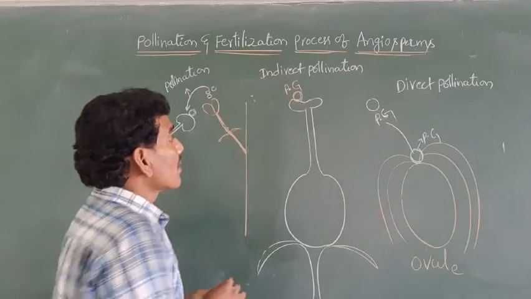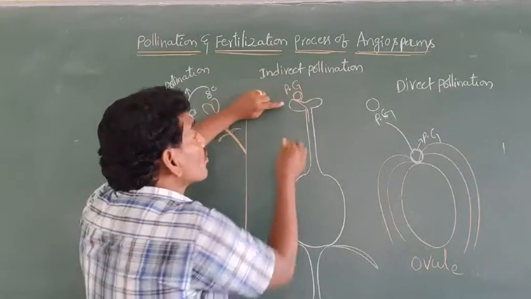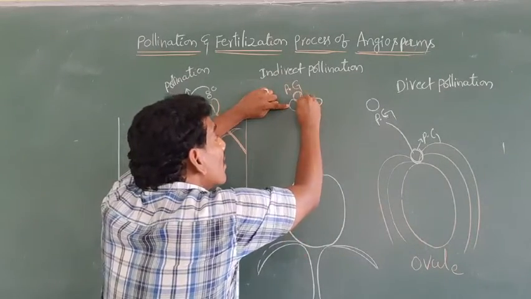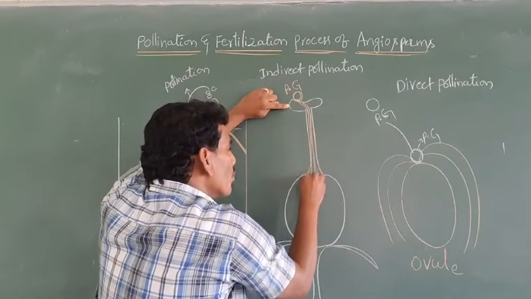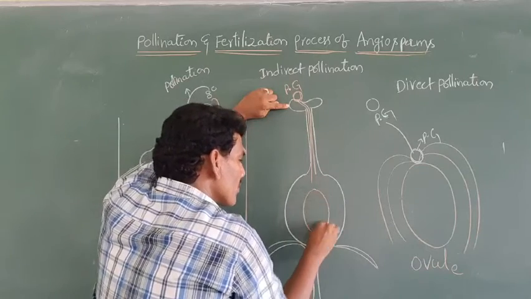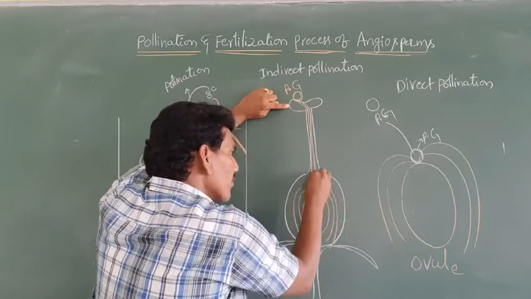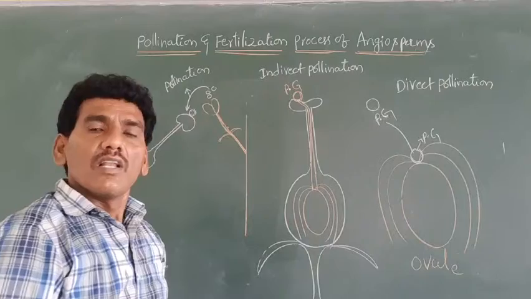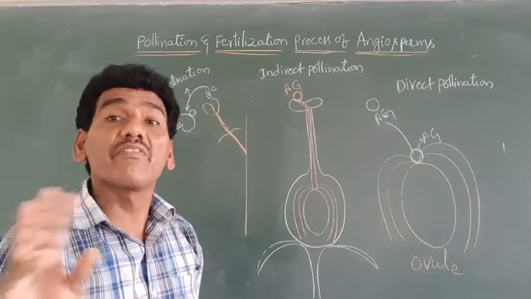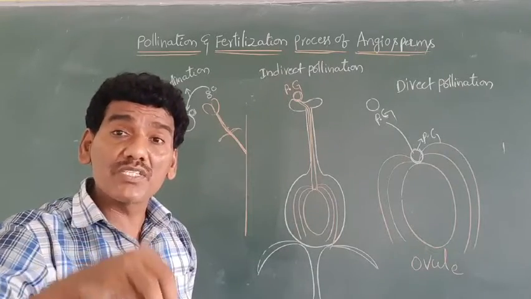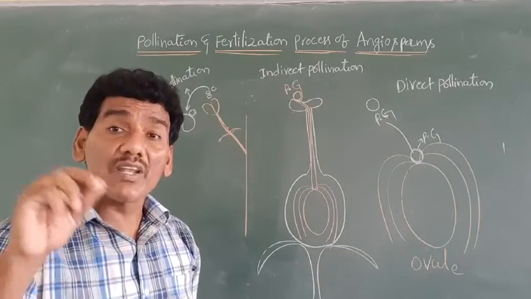Once the pollen grain is germinated, the pollen tube is transported through the tissue of the stigma and the tissue of the style, and finally reaches the ovule. This is the ovule. Later, the pollen tube enters the embryo sac in three ways: the first is called porogamy, the second is called mesogamy, and the third is called chalazogamy.